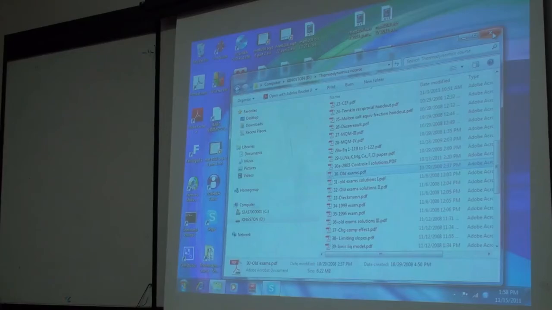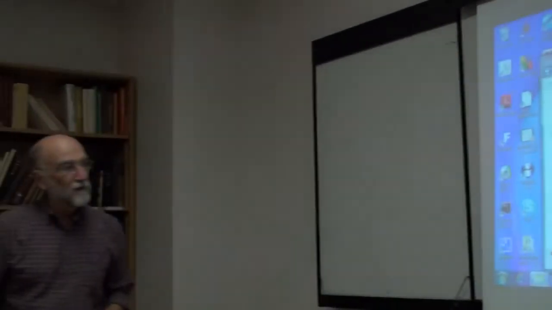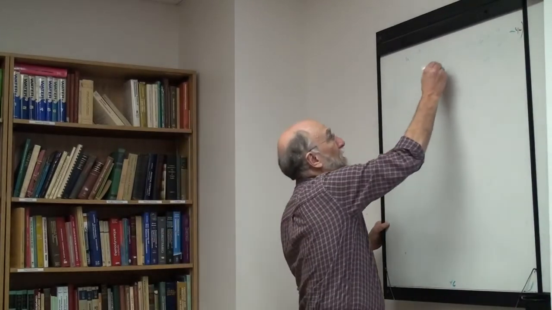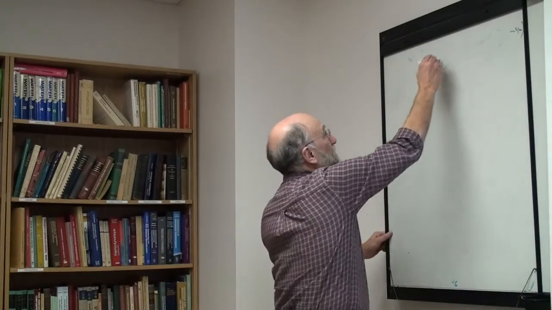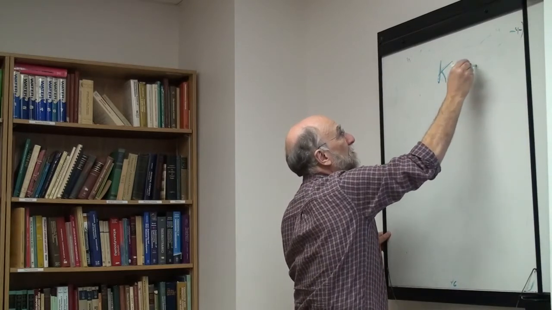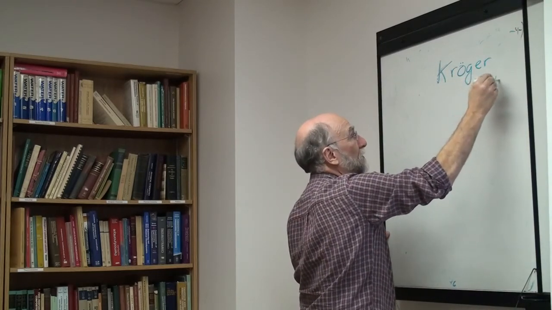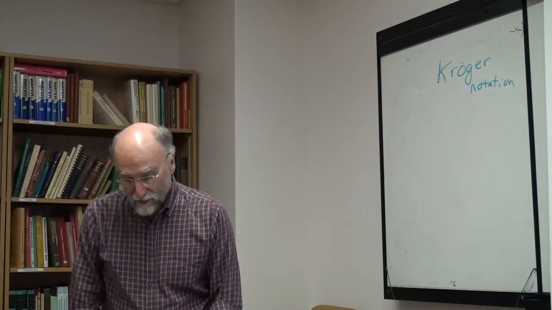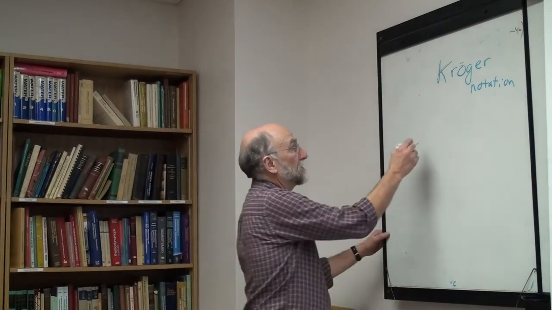Okay, this is kind of an aside. I talked about defects in ionic crystals, and there's a notation which you're probably going to come across. It's called the Kroger notation, for defects in ionic compounds. This is kind of a total aside. I just wanted to show you the Kroger notation because you might come across it.